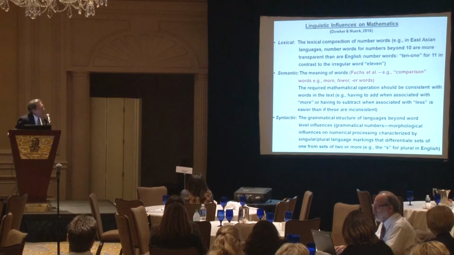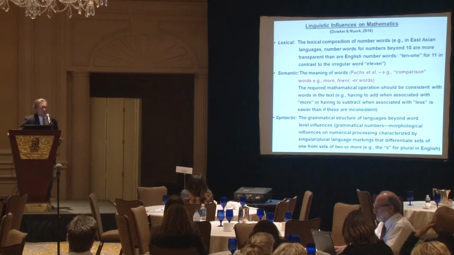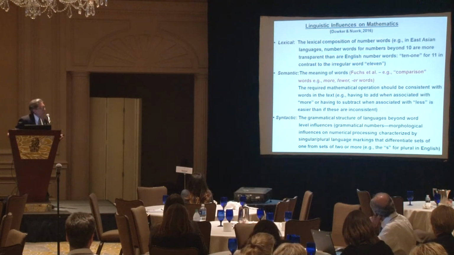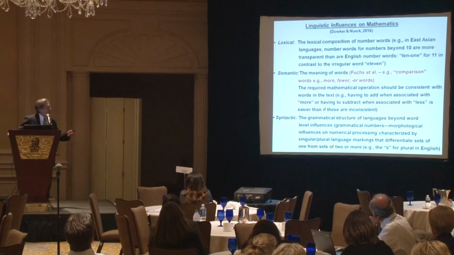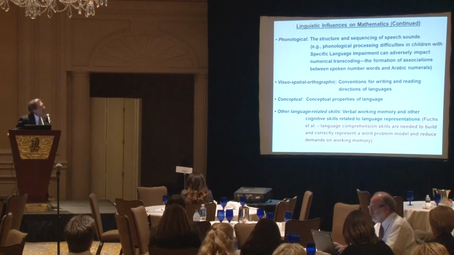Syntactic. Here we have the grammatical structure of languages beyond word-level influences. You may not be aware of the label, but what's known as grammatical number. These are morphological influences on numerical processing, and it's typically characterized by singular, plural language markings. For example, if I talk about cookie versus cookies, that allows you to distinguish between sets of 1 or sets of 2 or more.